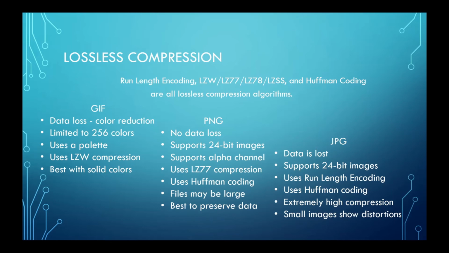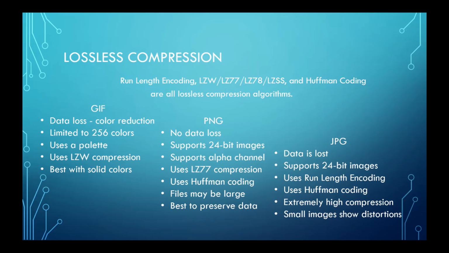PNG files, there's no data loss, supports 24-bit images for 16,777,216 colors, and they support an alpha channel for an opacity layer. It uses 2 types of compression, LZ77 and Huffman coding. Combined, it's called the deflate algorithm. Even with compression, the files can sometimes be very large.